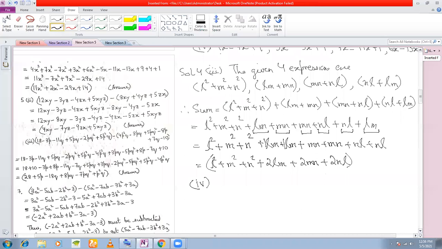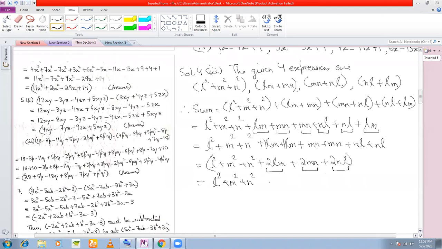Yes, tell me. Sir, in our book, the answer is L square plus M square plus N square, then 2 bracket LM plus MN plus NL. Yes. So what you can do here is an extra step. L square plus M square plus N square. Now see this term here, this contains a 2. This term also contains a 2. This term also contains a 2.